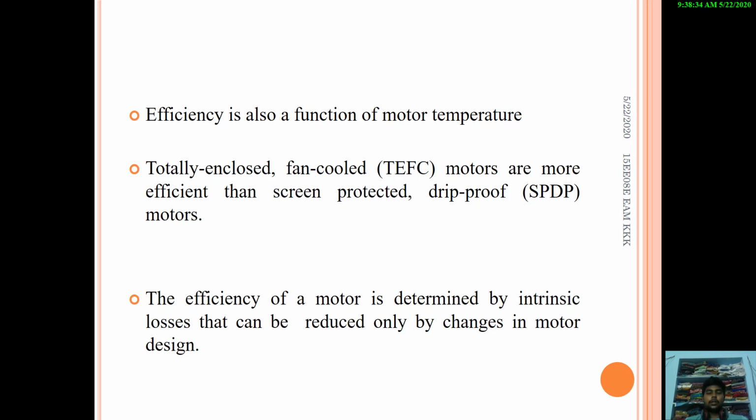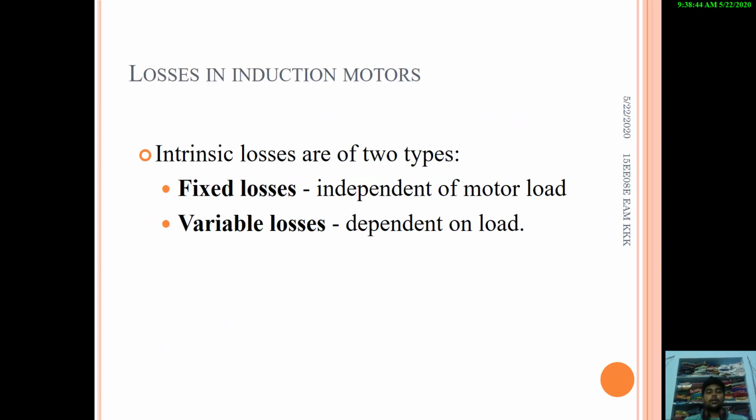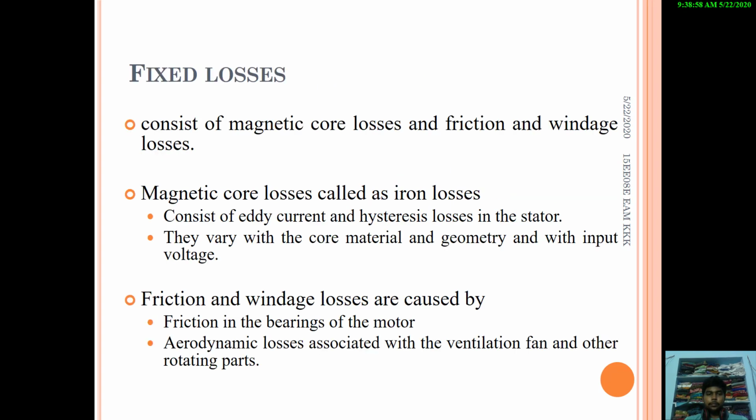The efficiency of the motor is determined by intrinsic losses that can be reduced only by changes in motor design. That is, intrinsic losses like fixed loss or variable loss. For example, in an induction motor, there are fixed losses and variable losses. Fixed losses are independent of the motor load, while variable losses are dependent on the load.